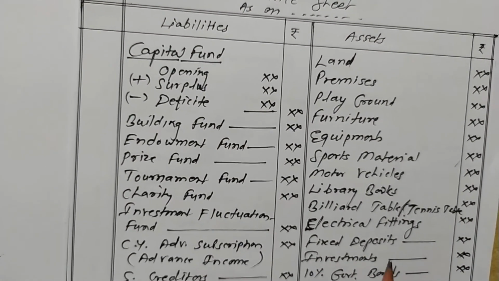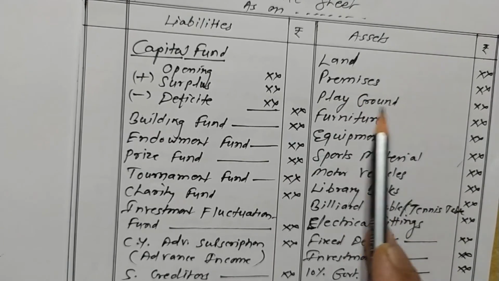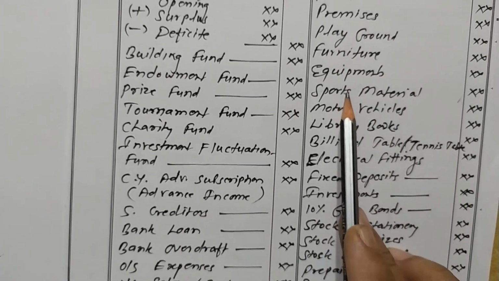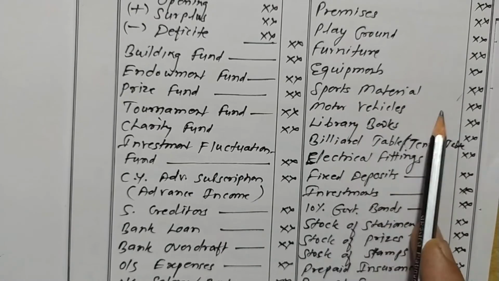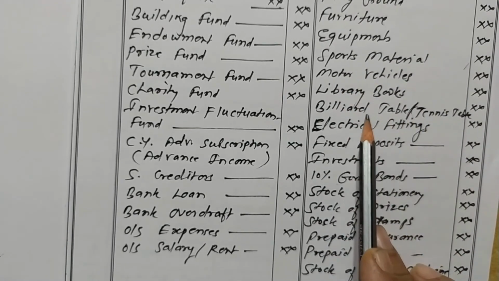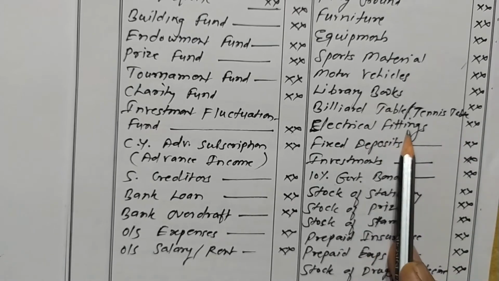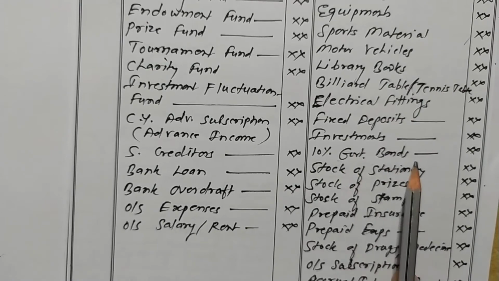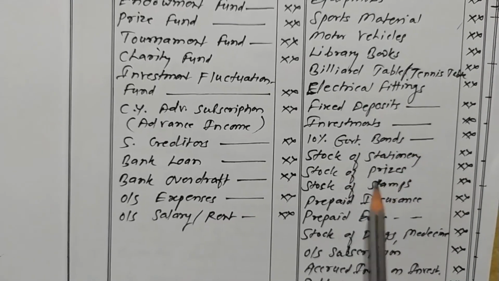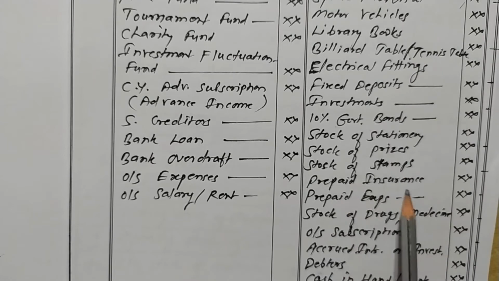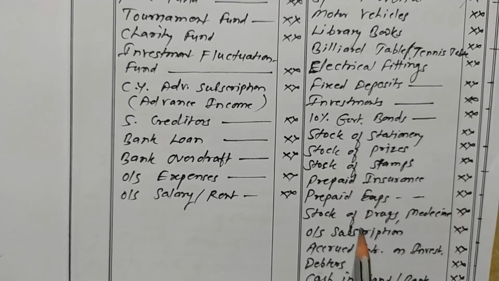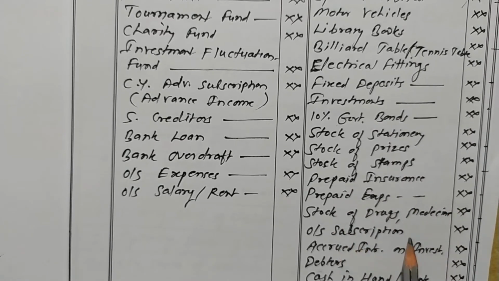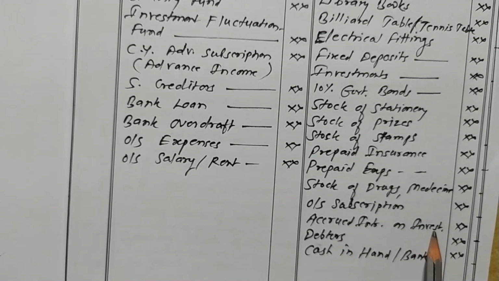Liability side, asset side. The asset side includes land, premises, playground, furniture, equipment, sports equipment, sports material, motor vehicle, library books, billiard table, tennis table, electrical fittings, fixed deposit, investment, 10% government bonds, stock of stationery, stock of prizes, stock of stamps, prepaid insurance, prepaid expenses, stock of drugs and medicine, outstanding subscription, accrued interest on investment or outstanding interest on investment, interest receivable, debtors, cash in hand and cash at bank.